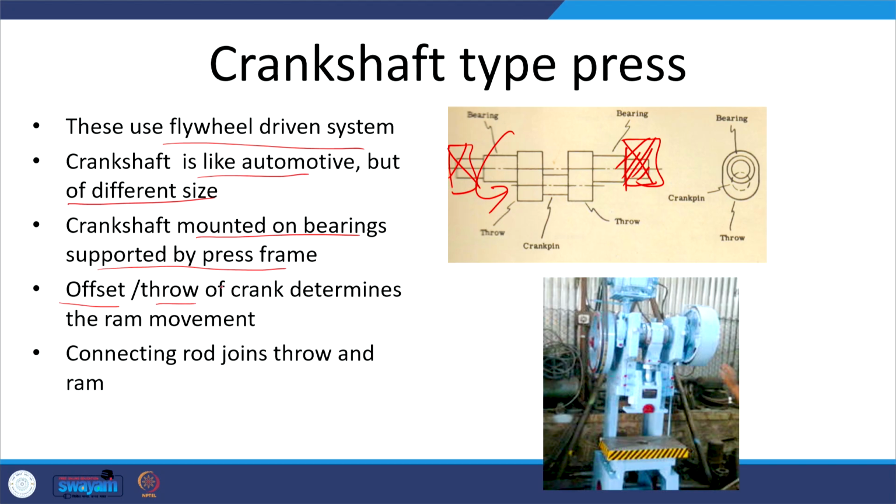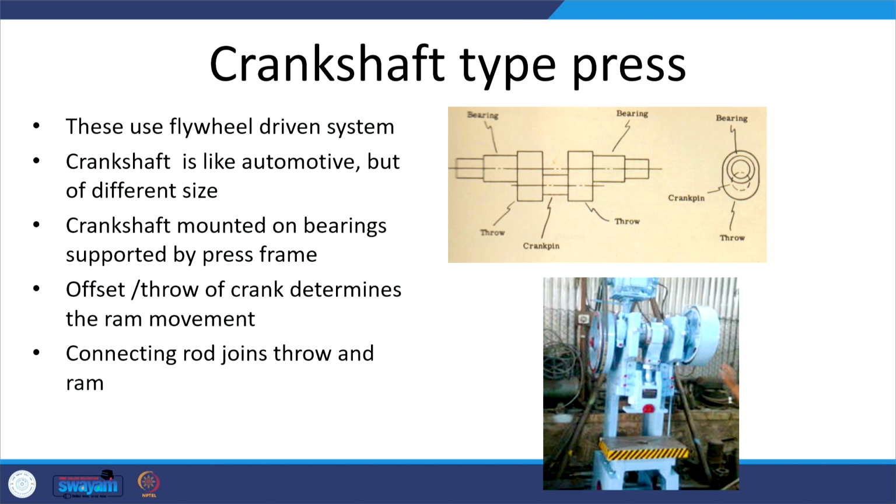This is the offset or the throwback that determines the up and down movement. So, if the offset is x, then the up and down movement, the stroke, will be 2x. If the offset of the crank pin axis is at x distance from the axis of the crankshaft, then the total travel in up and down movement of the ram, that is the stroke length, will be equal to twice x, and a connecting rod is used to join the throw, that is the crank pin, and the ram, to realize this up and down movement of the ram and to facilitate the action.